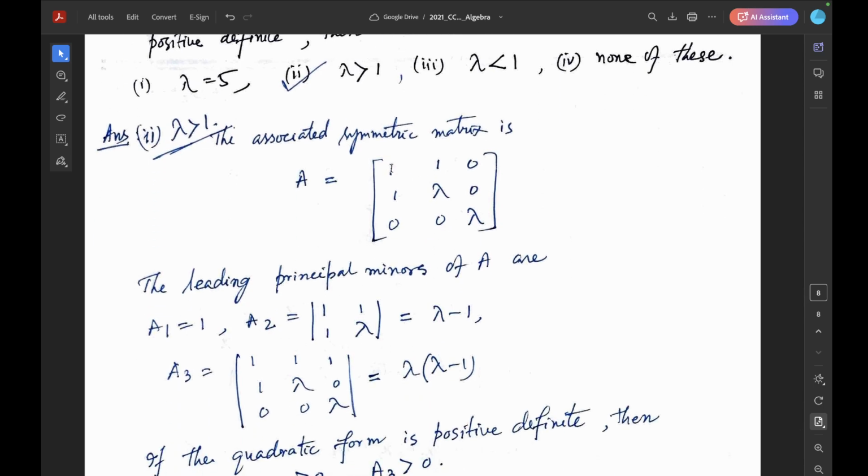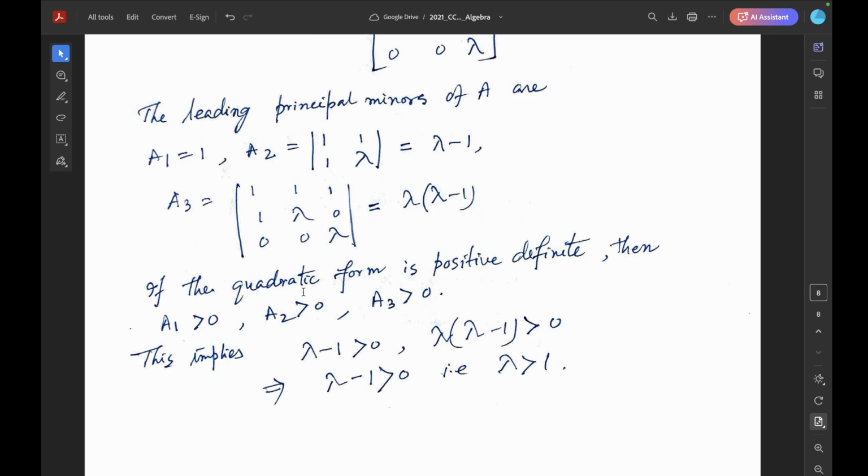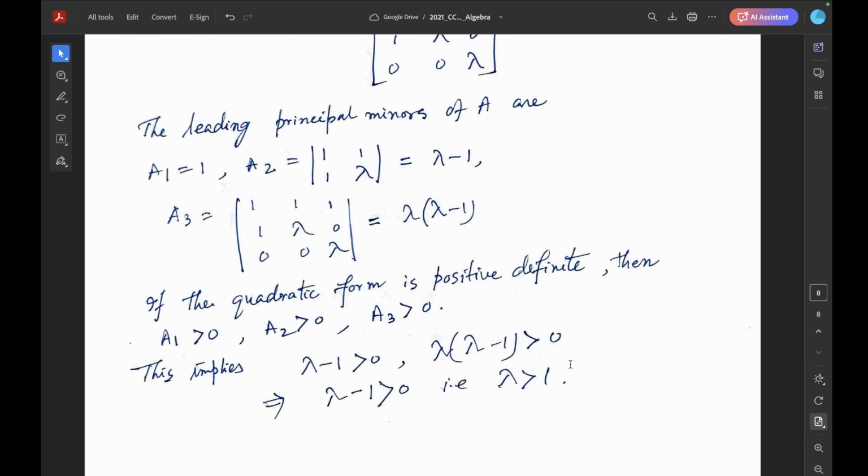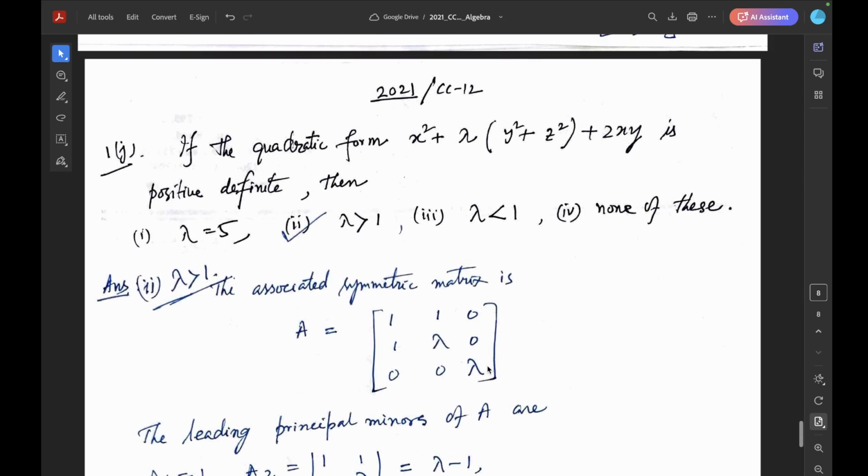The leading principal minors: the first order minor a1 is only the element 1; the second order minor, [[1, 1], [1, lambda]], has determinant lambda minus 1; and the third order minor, the determinant of A, is equal to lambda into lambda minus 1. Now we know if the quadratic form is positive definite, then the leading minors a1 greater than 0, a2 greater than 0, a3 greater than 0 for a third order matrix. This implies 1 greater than 0, which is obvious, lambda minus 1 greater than 0, and lambda into lambda minus 1 greater than 0. So from lambda minus 1 greater than 0, lambda greater than 1 is the correct option. So correct option is 2.